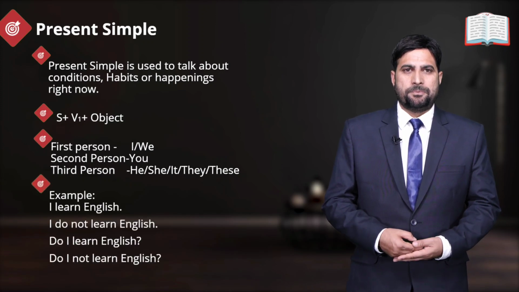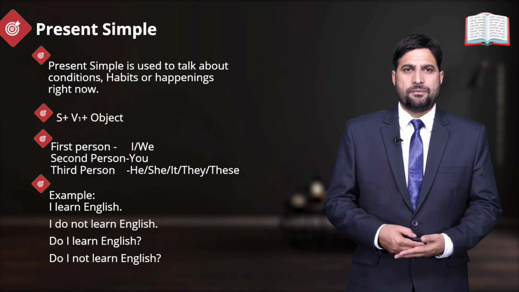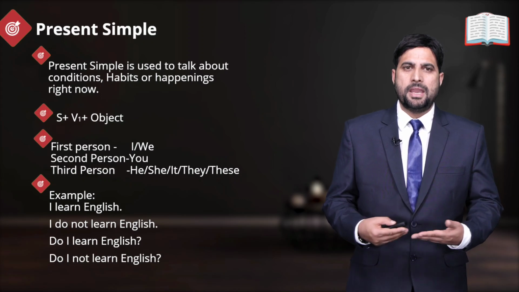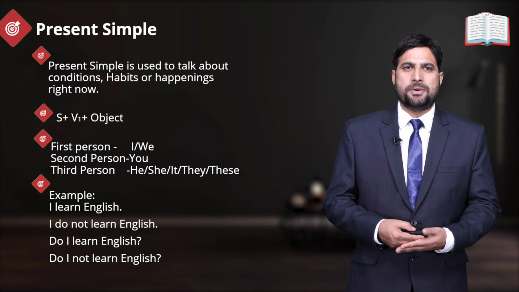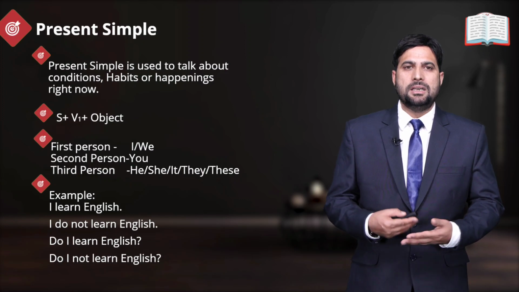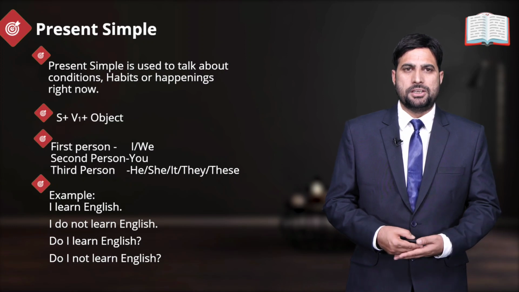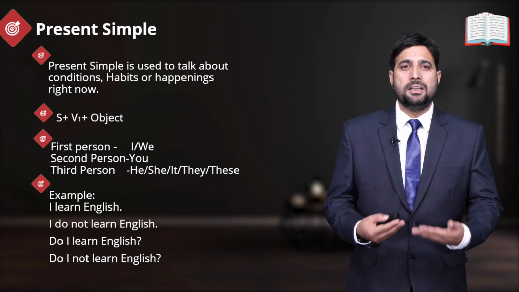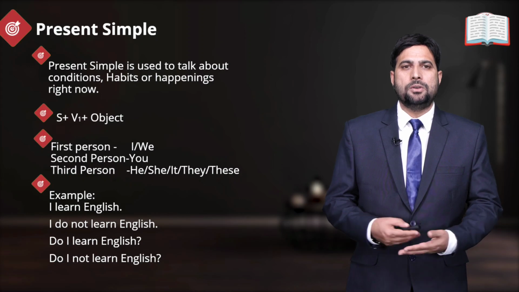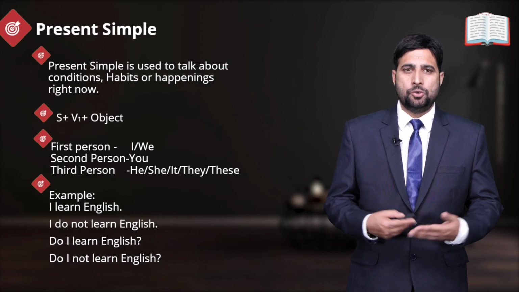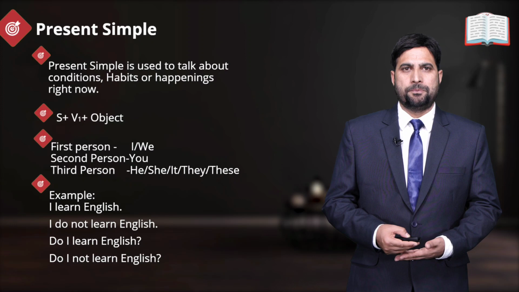Let's see the example. I learn English. Here I is the subject, learn is the main verb, and English is the object. So this is a present simple sentence. I learn English. The negative of this sentence is I do not learn English. Interrogative is do I learn English? And interrogative negative is do I not learn English? One more example I will give you. I work. I do not work. Do I work? Do I not work?